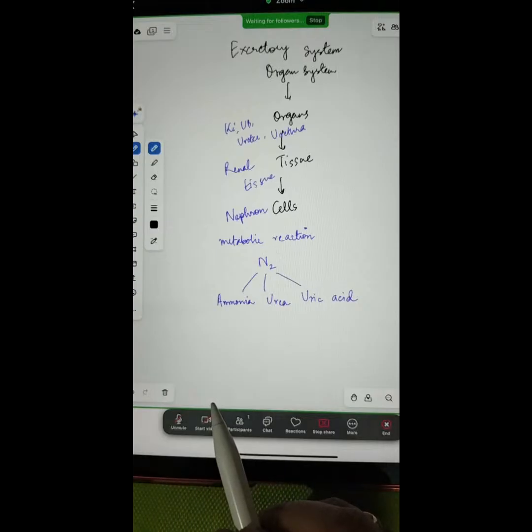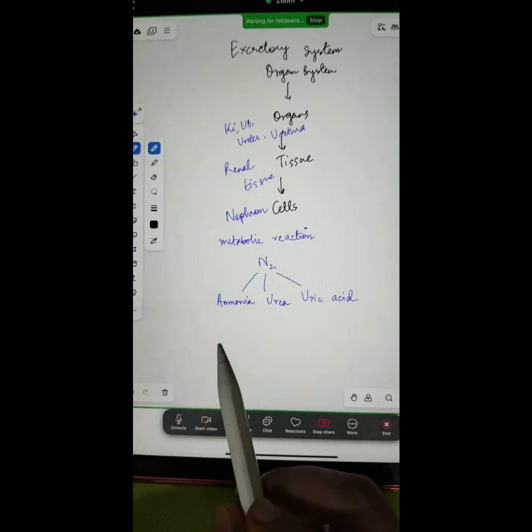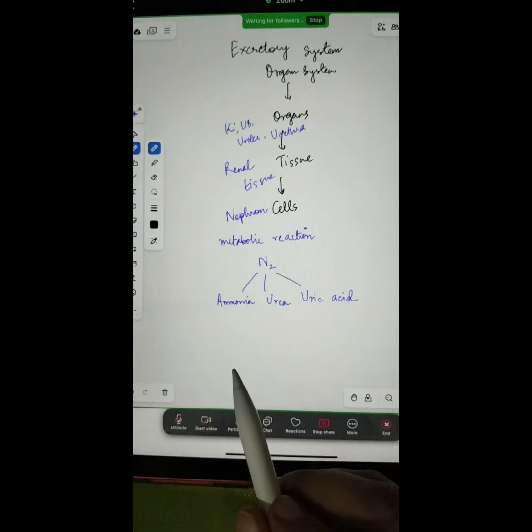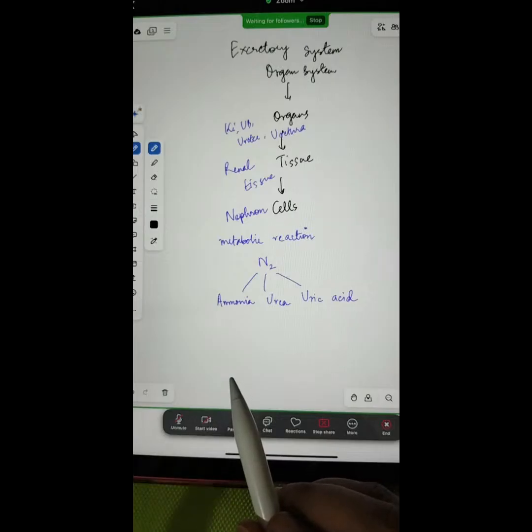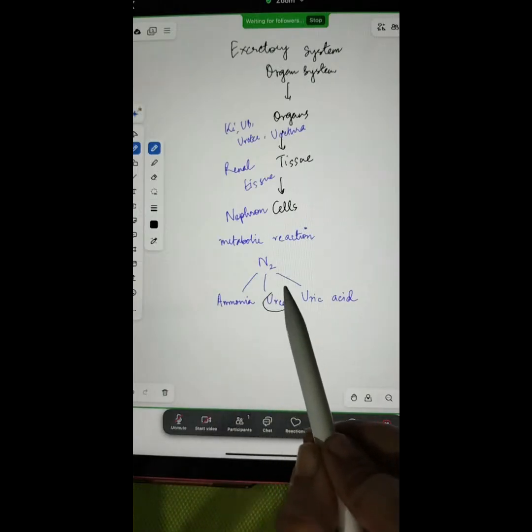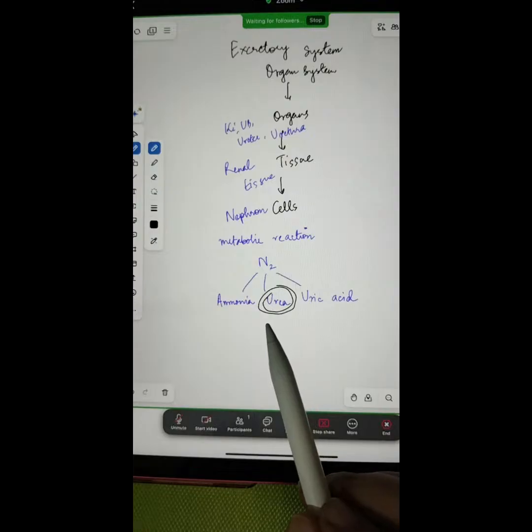But once metabolic reactions are done, it gets converted into a toxic form. So it requires to be excreted out. That is why it is a compulsory, mandatory process that this form of nitrogen has to be excreted out. It will be excreted out by humans in the form of urine, right? So the nitrogenous waste could be of three types in all living organisms, but majorly, if we are talking about human beings, it would be urea.